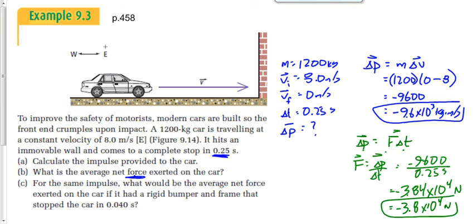Why the negative? Yeah. The car is moving to the right in a positive direction, so which way does the force need to be to slow the car down? To the left. So the force is to the left. We would say it would be negative 3.8 times 10 to the 4.